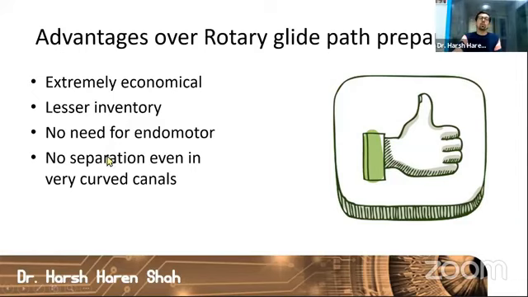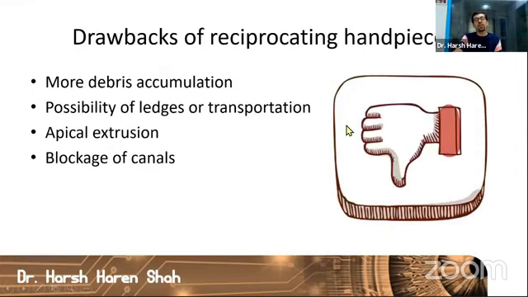There is literally no chance of separation even if you're working in very curved canal. However, there are also some drawbacks, but all of these drawbacks can easily be tackled. The first drawback is that there is a higher chance of debris getting accumulated within the root canals. Now for this, the simplest thing that you can do is you perform good amount of irrigation. So if you follow irrigation, recapitulation, irrigation, this debris will not get accumulated.